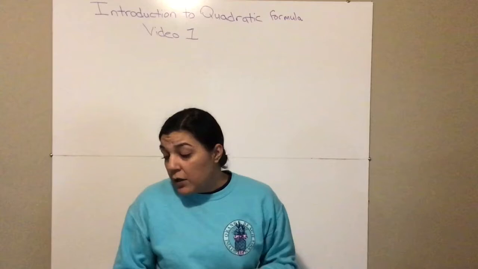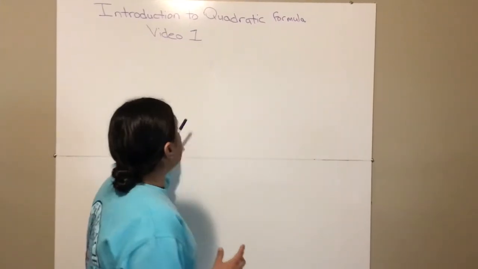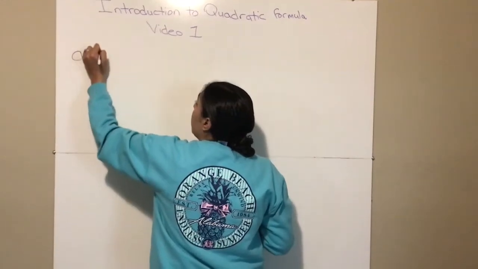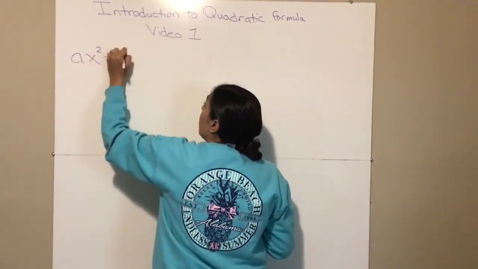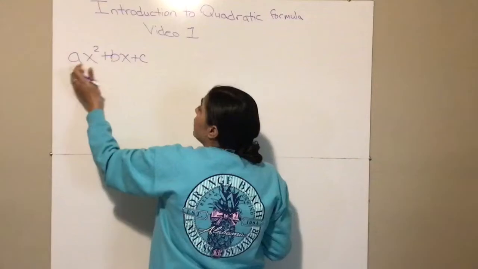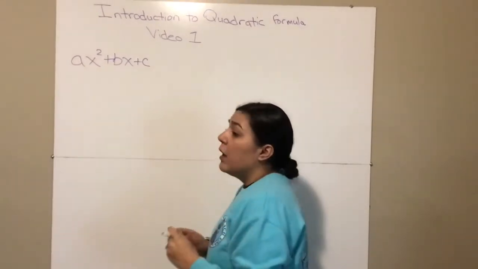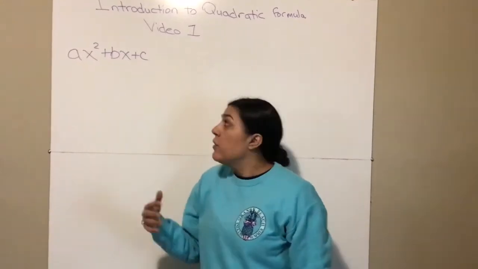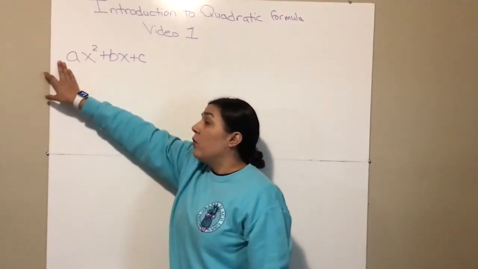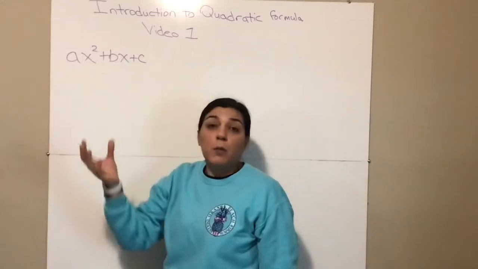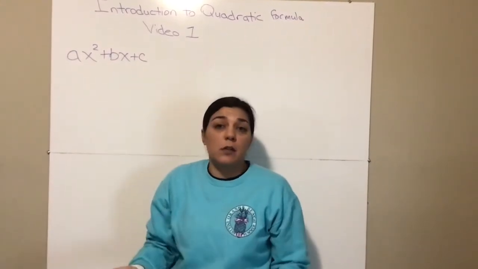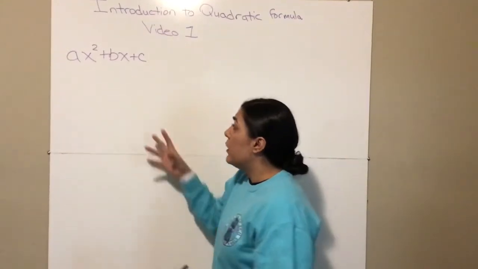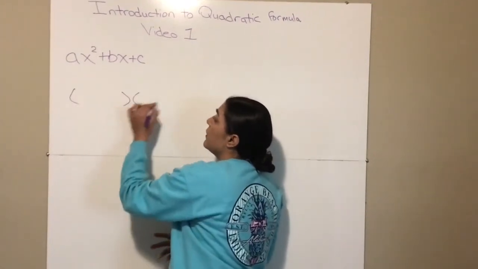Okay, so with the quadratic formula, this is a basic quadratic, and we've all done this part before. Ax squared plus bx plus c, where the a, b, and c are going to be a number. Okay, so if there's nothing out in front of the a, no symbol like a plus or a minus, it's just considered a positive.